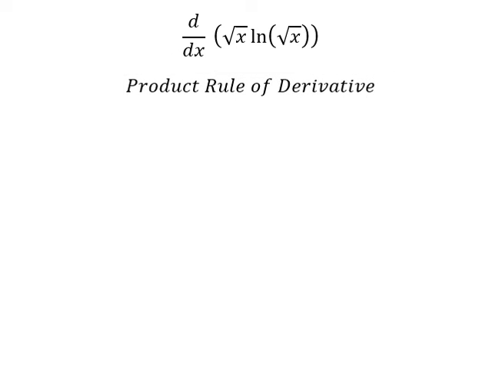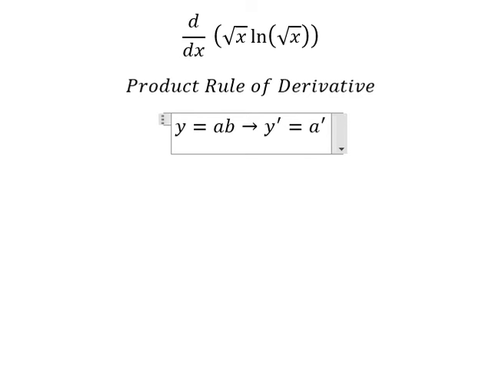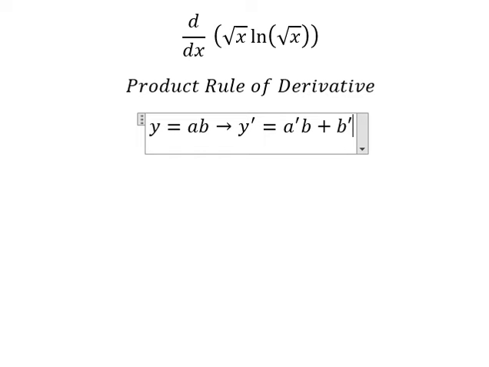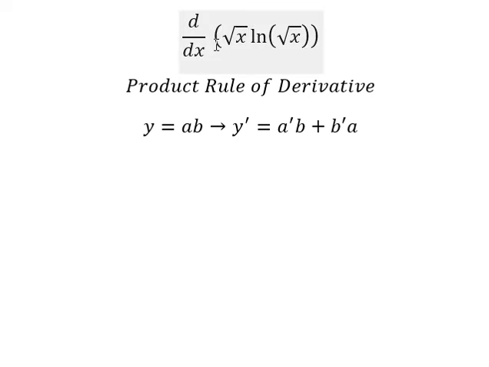So we have y equals ab. If we do the first derivative of y, we need to do the first derivative of a multiplied by b, plus the first derivative of b multiplied by a. Now we can apply the formula in here.